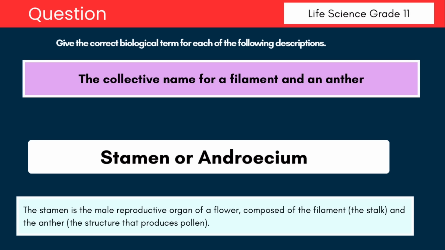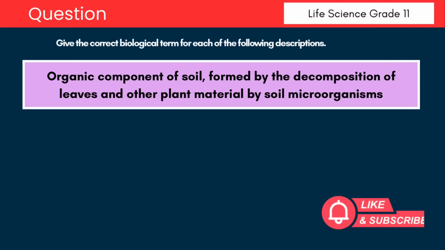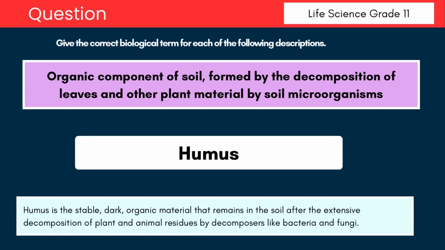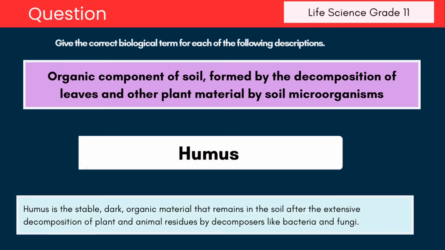The stamen is the male reproductive organ of a flower, composed of the filament, the stalk, and the anther, the structure that produces pollen. Question: organic component of soil, formed by the decomposition of leaves and other plant material by soil microorganisms. The correct answer is humus. Humus is the stable, dark, organic material that remains in the soil after the extensive decomposition of plant and animal residues by decomposers like bacteria and fungi.